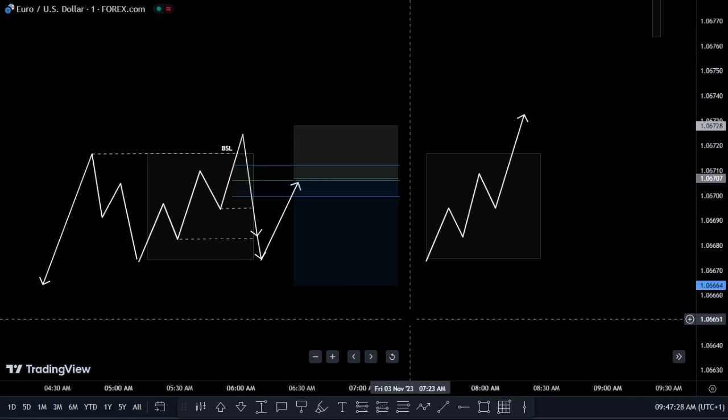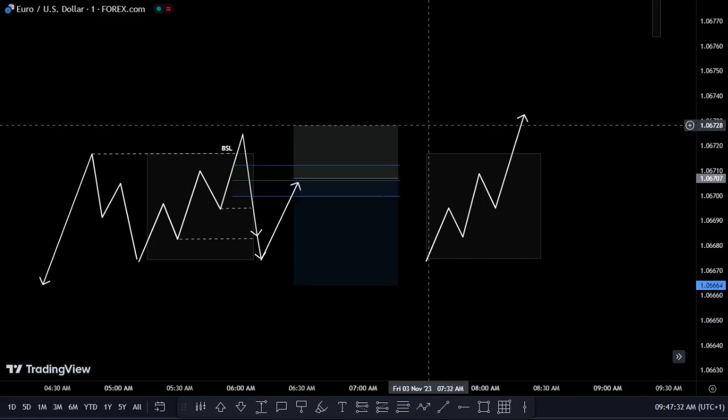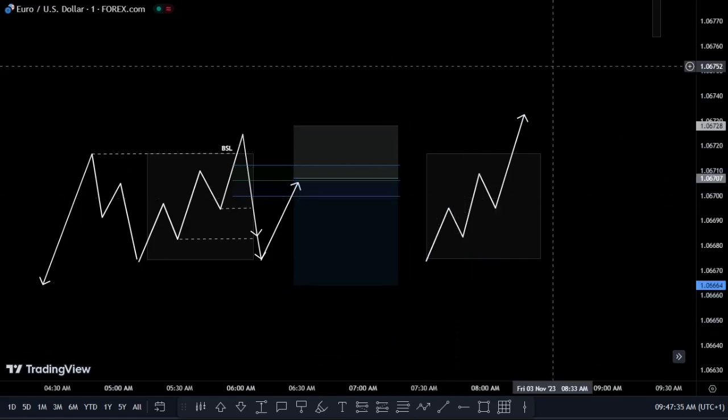Then moving on, scenario number 2. If you have questions, feel free to always DM me. Scenario number 2, where the range gets broken.